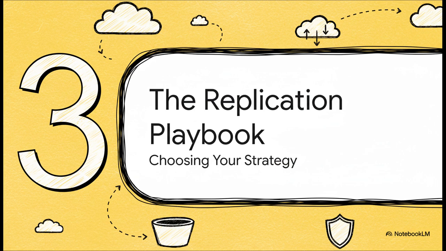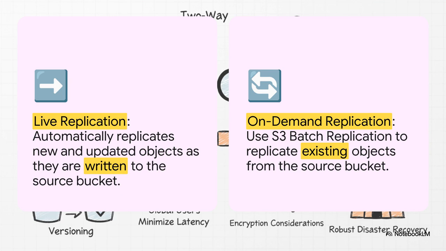It's time to open up the replication playbook and look at the core strategies you can use. Your first big choice is all about timing. Live replication is for all your new stuff. The second an object gets uploaded, bam, it's automatically queued up for replication.